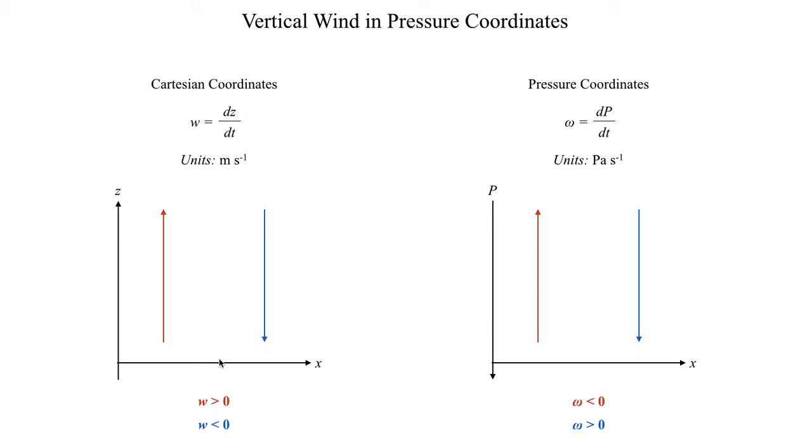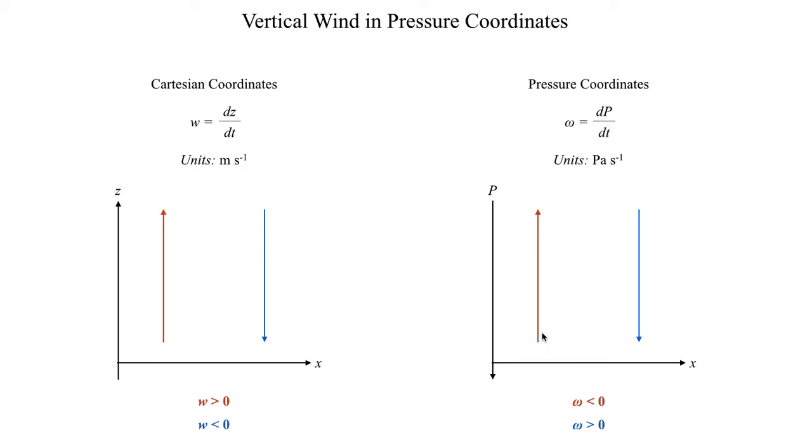If you have a standard Cartesian coordinate system, w is going to be positive for rising motion, and omega is going to be negative for rising motion. And again, in Cartesian, w will be negative for sinking motion, and in pressure coordinates, omega will be positive for sinking motion. This can be kind of confusing, but the thing you want to pay attention to is: is my pressure increasing or decreasing with time? Also, a side note: these are in fact Lagrangian terms, and that'll be important in just a minute. But you want to focus on whether this numerator is increasing or decreasing to diagnose the sign of omega.